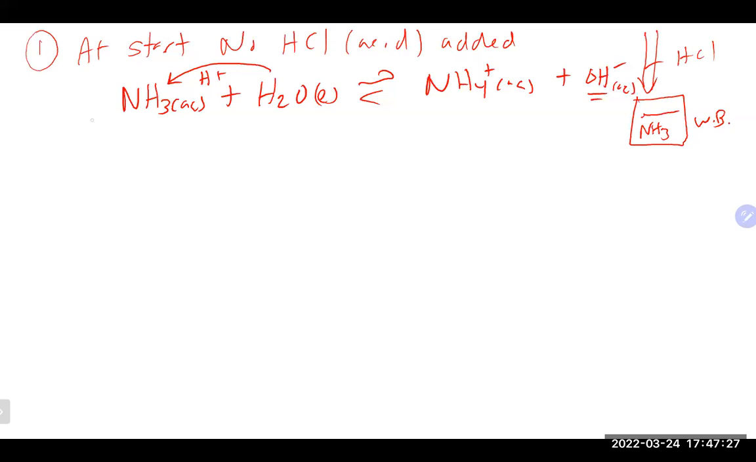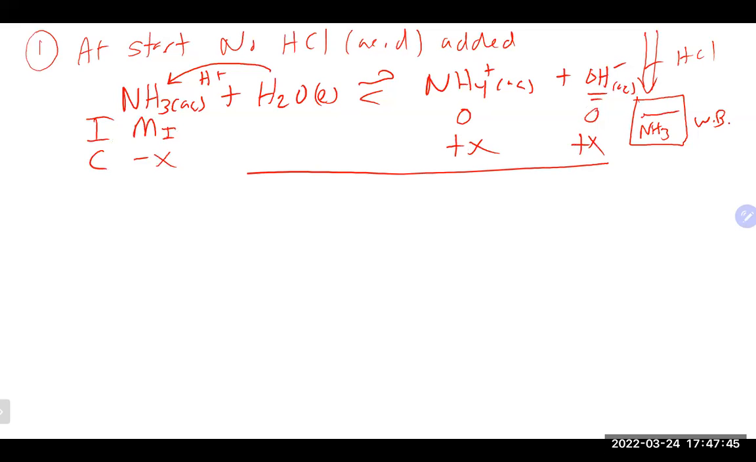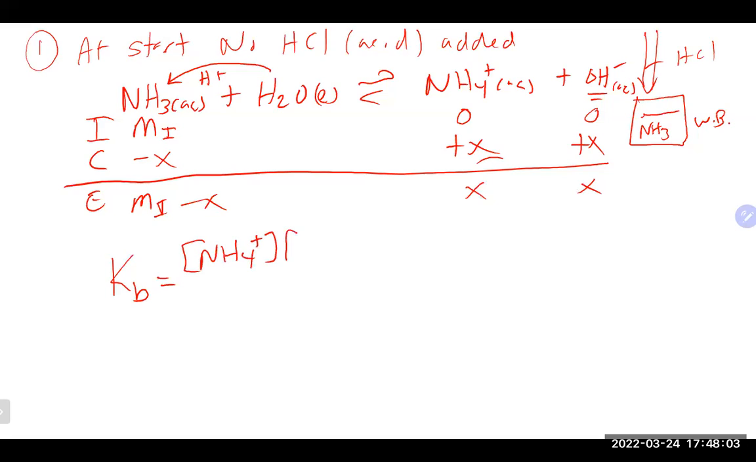So since we did not add anything, we can use the initial molarity just the way it comes. Everything else here will be very similar to previous. These will be zeros. Our change will be minus X. We'll have our plus X's happening. And again, here we would have our initial minus X. Again, minus X. We will have our X and our X here. This goes into, as mentioned, the Kb value, which in this particular example would be this.